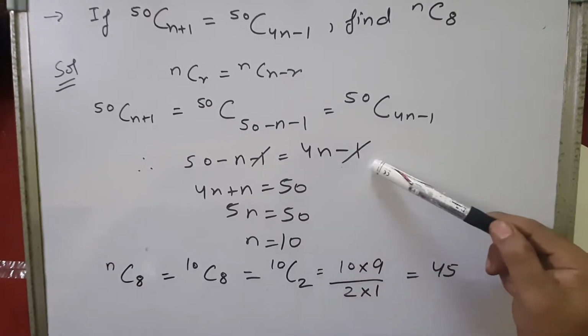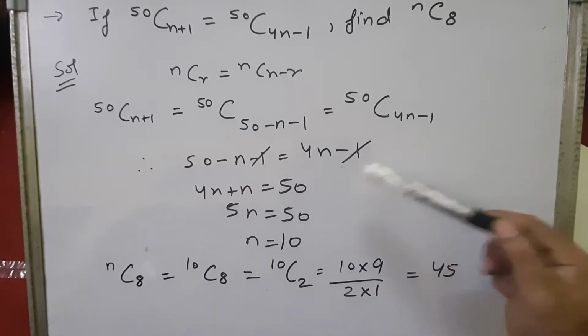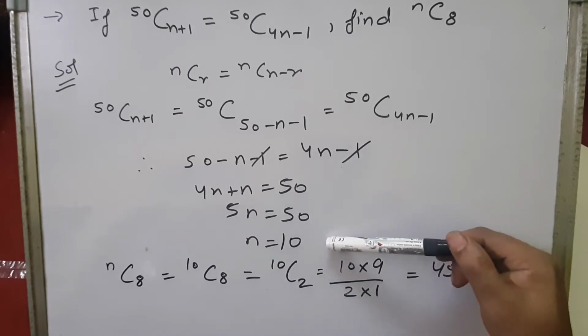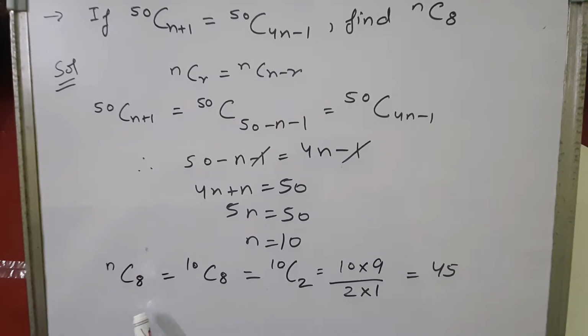Now here minus 1 and minus 1 will get cancelled. When we transfer this minus n to the right hand side, it will become 4n plus n is equal to 50. On cross multiplying, we get the value of n as 10. Now we have to calculate the value of nC8. When we put n as 10, we have to calculate the value of 10C8, right? Now 10C8 can be written as 10C2, and this can be easily simplified as 10 into 9 upon 2 into 1. That will be 45. Alright.